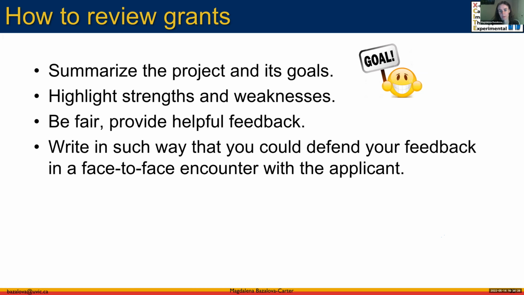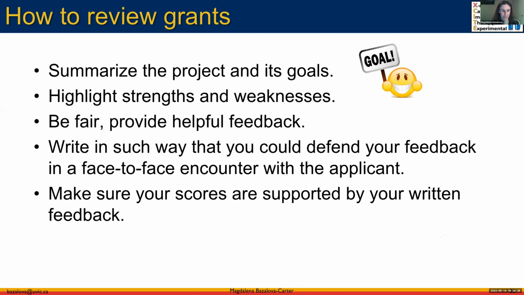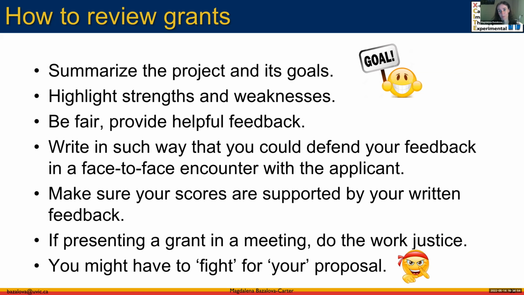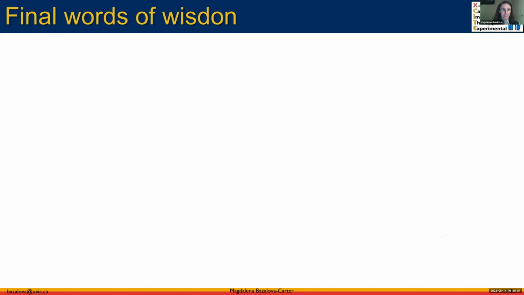Write in such a way that you could defend your feedback in a face-to-face encounter with the applicant. I think the same goes for papers, not that this is ever going to happen, but write it in such a way that you could defend it. Make sure that your scores are supported by your written feedback, again very similarly to papers. And if you're presenting a grant in a meeting, so somebody sometimes has to present it, do the work justice. Sometimes you might actually have to fight for your proposal. Other people might not have been fond of it, but you do think this is a really good proposal. You might have to fund it and defend it.